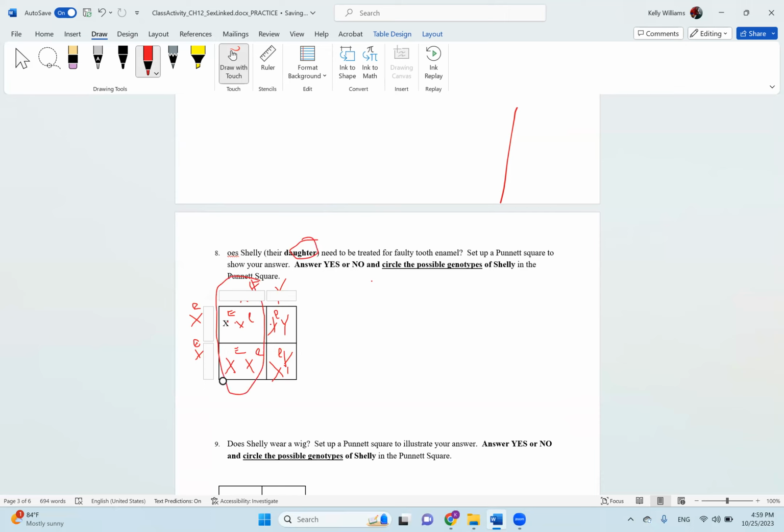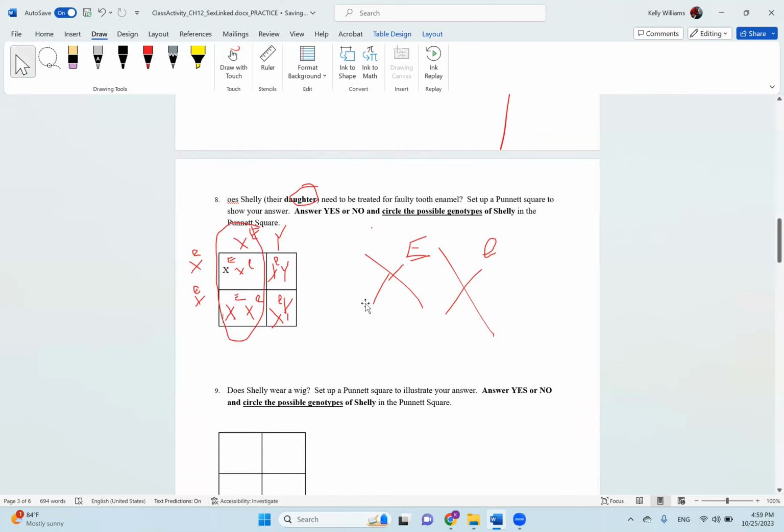Okay, I still want to see you do the whole Punnett square just to make sure you can do it correctly, but we only care about this side, which means that the possible genotypes for Shelly, the daughter, are just that she's heterozygous, right? So she would have X capital E and X lowercase e. So she's a heterozygote. Does she have faulty tooth enamel? You're going to have to scroll up and look about whether the dominant means faulty tooth enamel or normal. Okay. So you're going to do that for the other Punnett square examples as well.